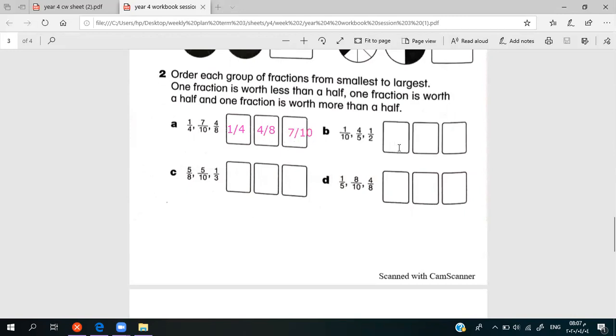Let's do number B. Okay. Now, the half will be in the middle. It's well known. Now, which fraction is smaller than a half? Which fraction is smaller than a half?